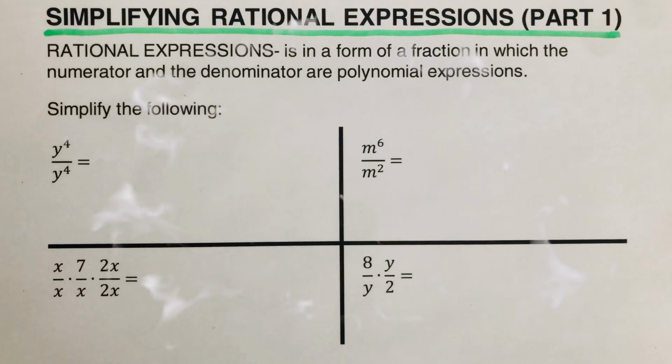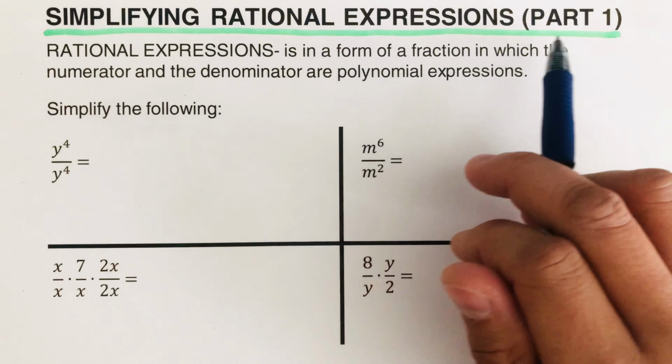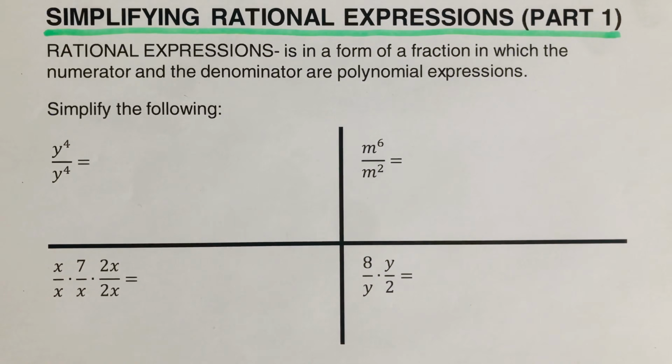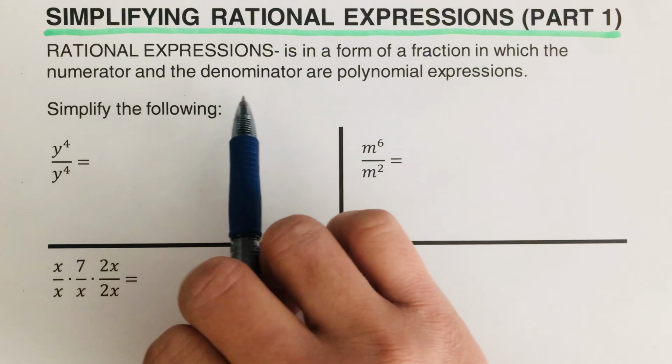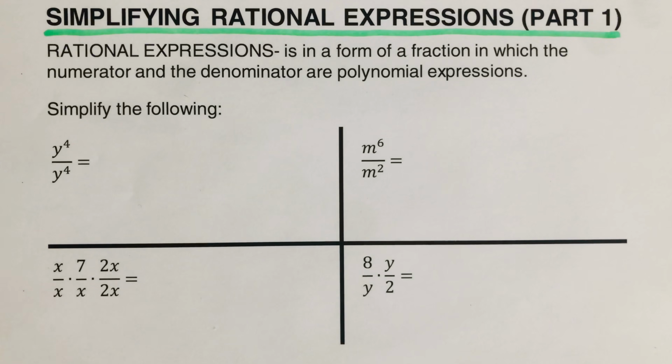Everyone. In this video, we will be simplifying rational expressions, and this is the first part. By definition, a rational expression is in the form of a fraction in which the numerator and the denominator are polynomial expressions. Now let's take these first two examples right here.